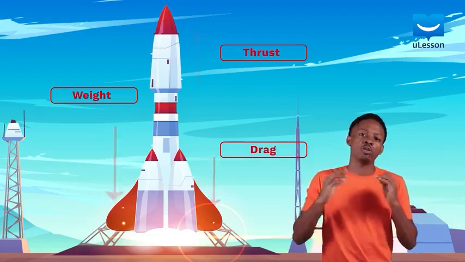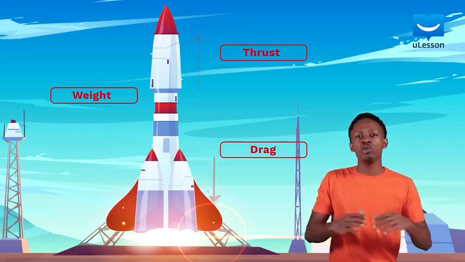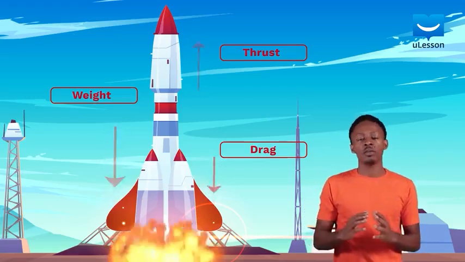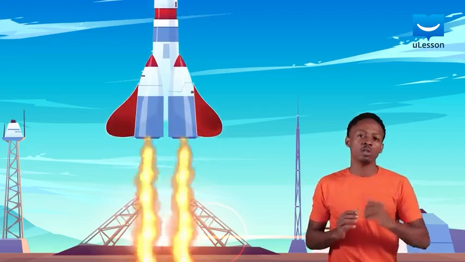And that is why when you see a rocket blasting off to space, you will observe a huge combustion reaction on its rear end. So let's do more on rockets in subsequent lessons.